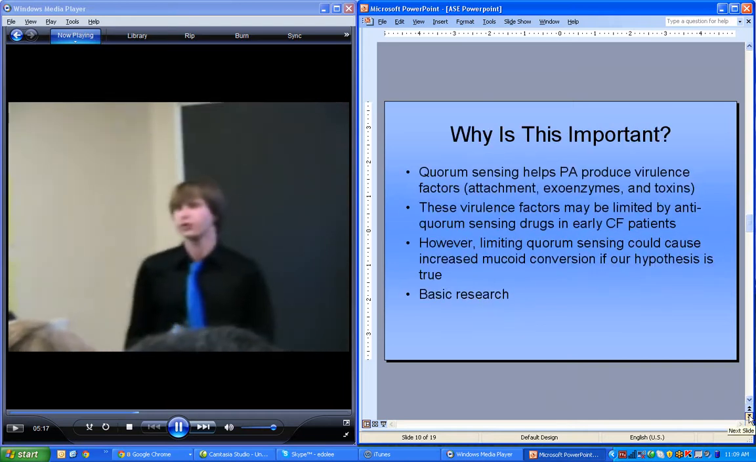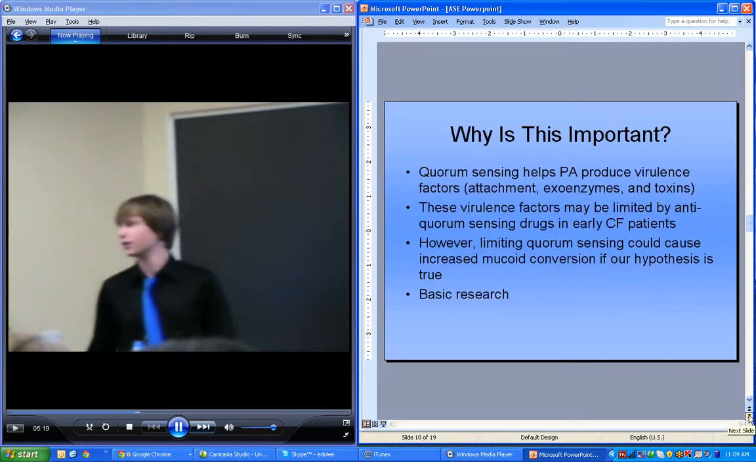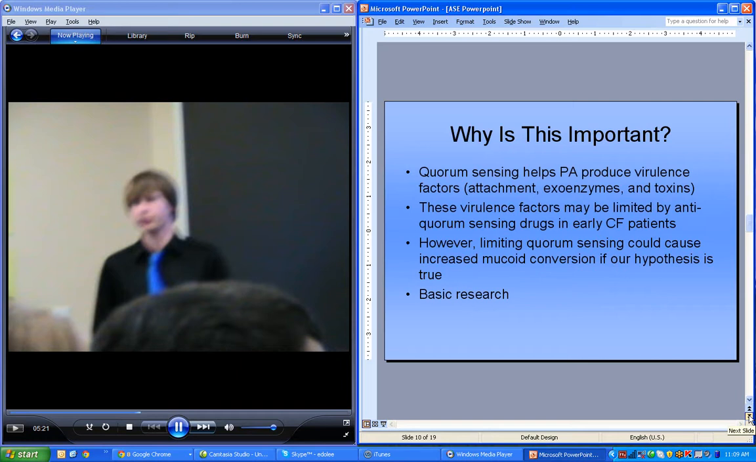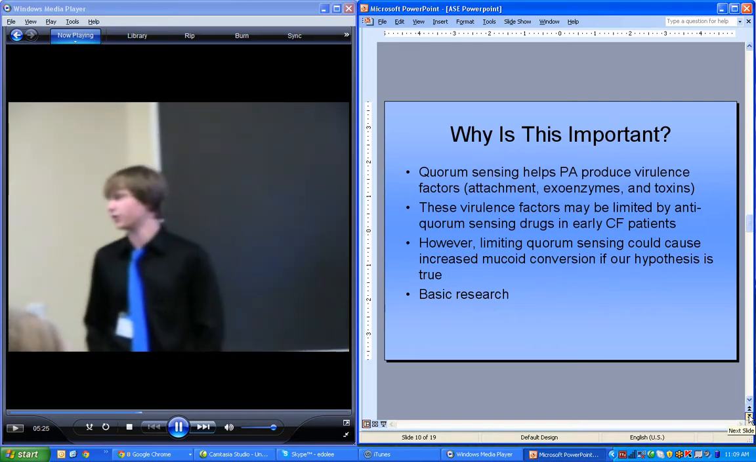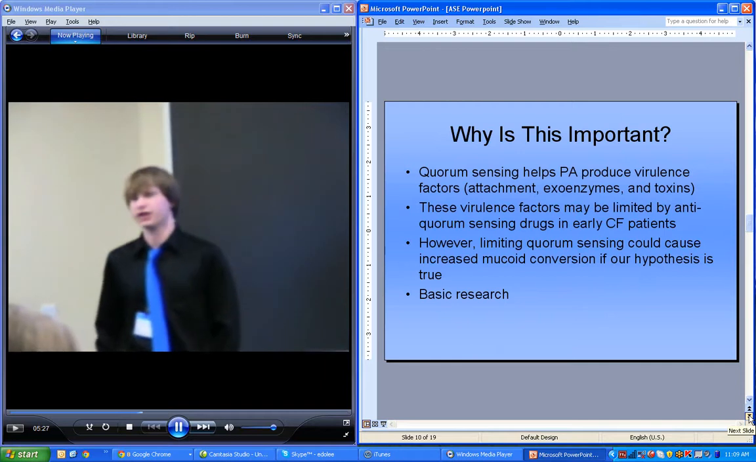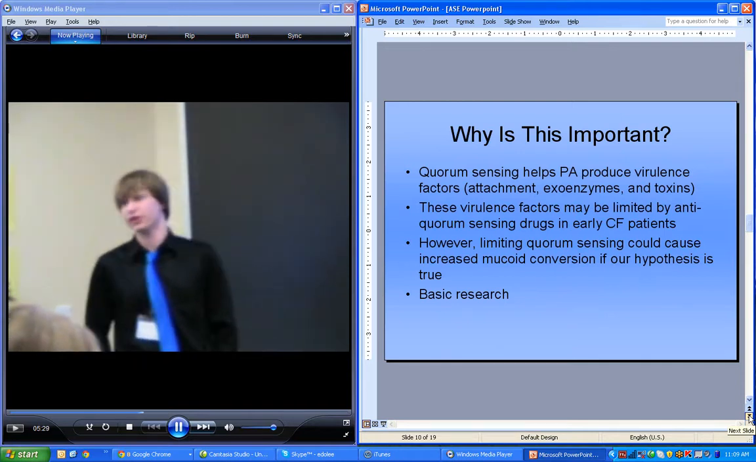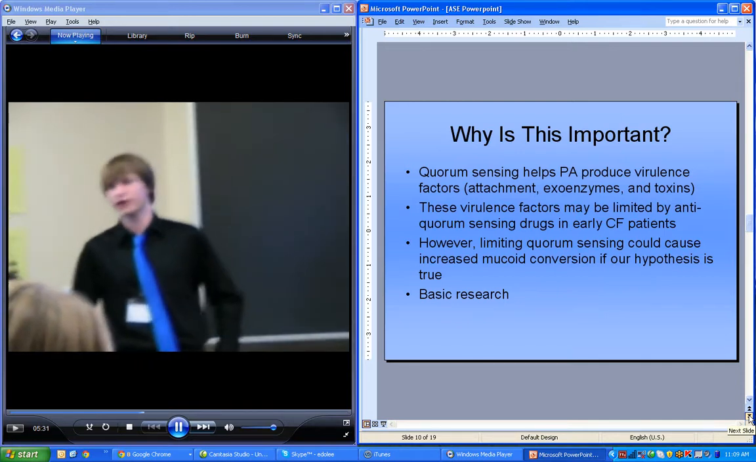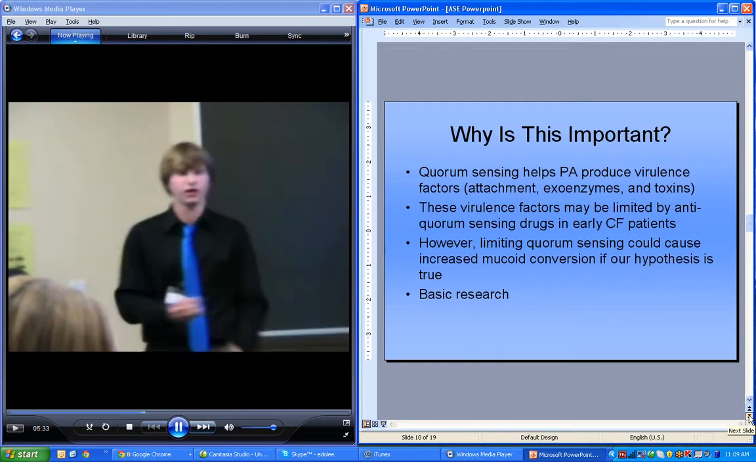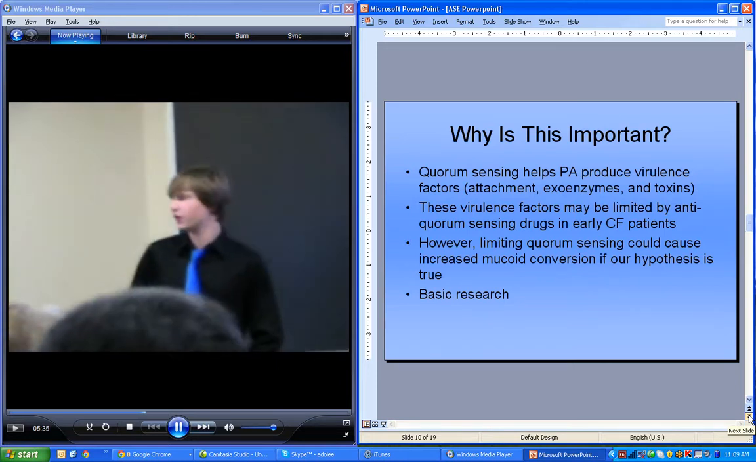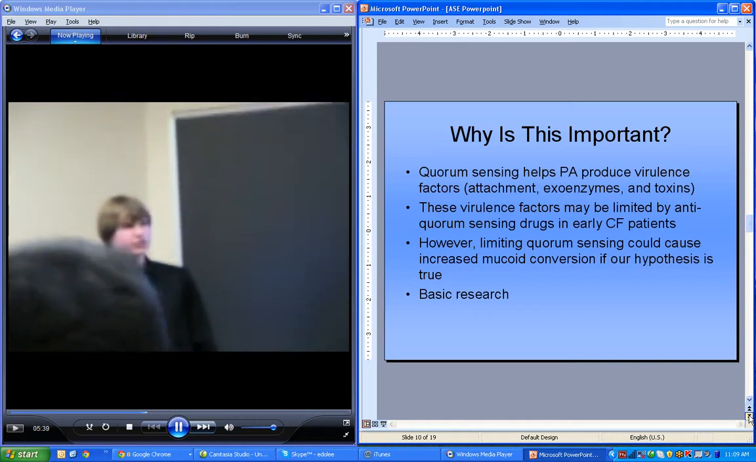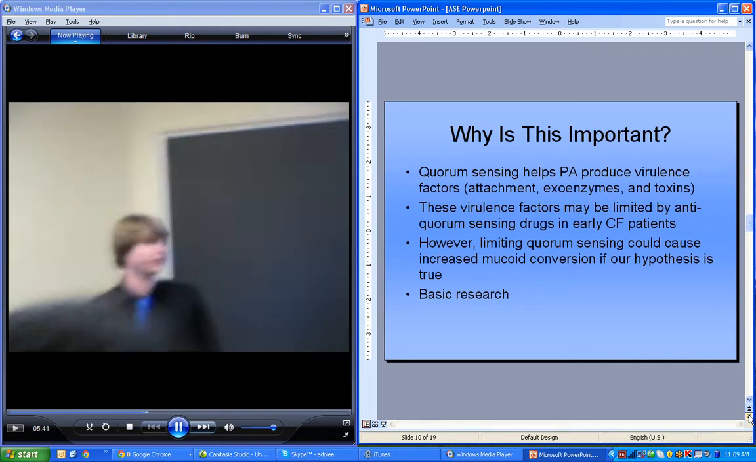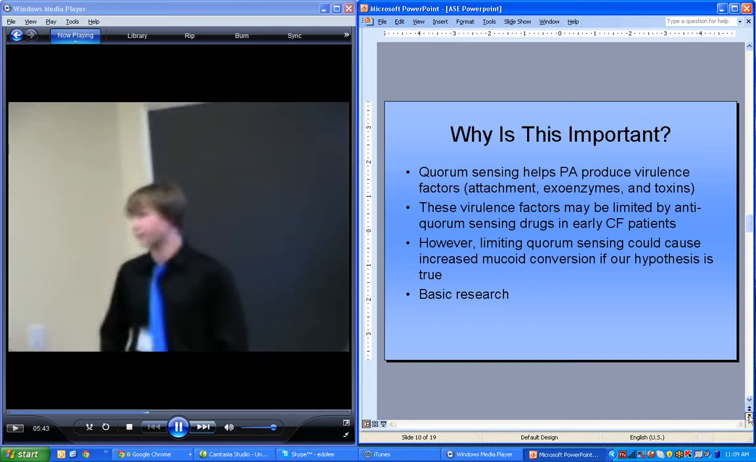And this is important because Quorum-Sensing helps Pseudomonas aeruginosa produce its virulence factors, which help it establish the infection and release toxins to kill the patient. These include attachments, releasing exoenzymes and toxins. And these virulence factors can be turned off by Quorum-Sensing drugs in development, mostly in early cystic fibrosis patients, because once they establish an infection, as I said, they're very difficult to affect.